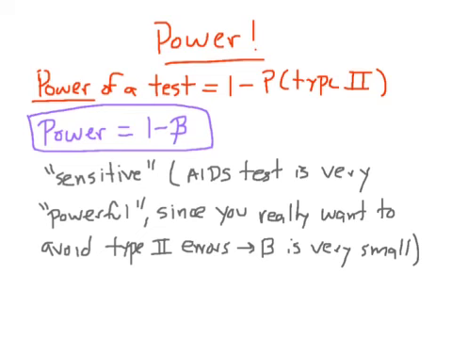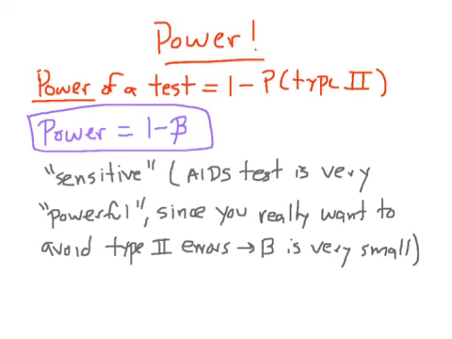When you think power, I think it's easier to replace the word powerful with the word sensitive. The AIDS test, we would say, is a very powerful test. Powerful in the sense of being very sensitive, since for the AIDS test, you really don't want to have any type 2 errors. You really want to avoid type 2 errors. And therefore, the probability of getting a type 2 error for the AIDS test, beta, would be very small. You want beta to be very small.